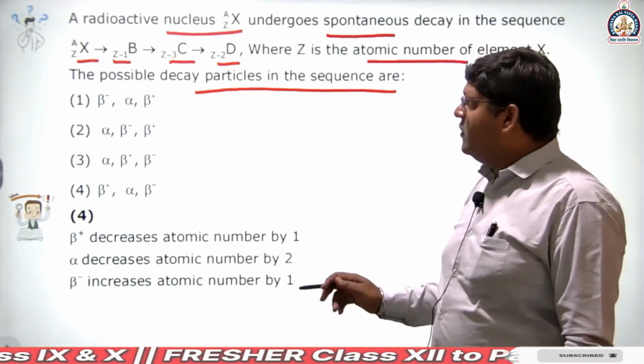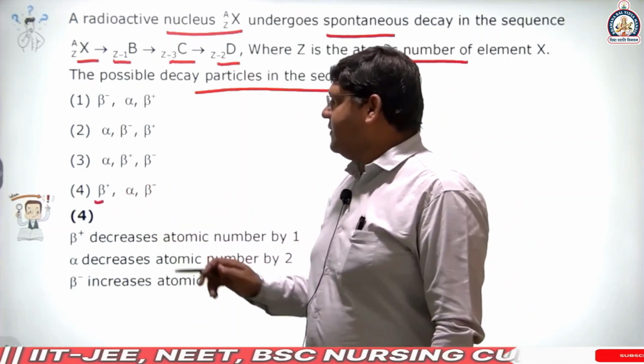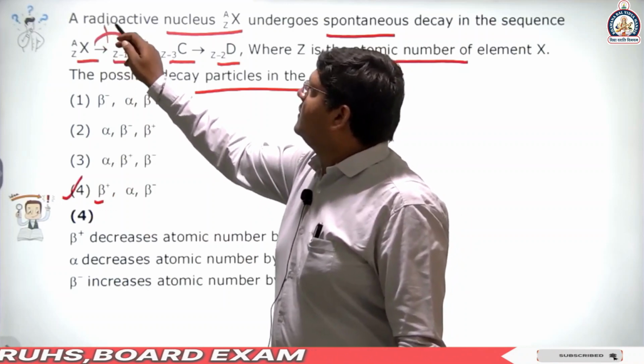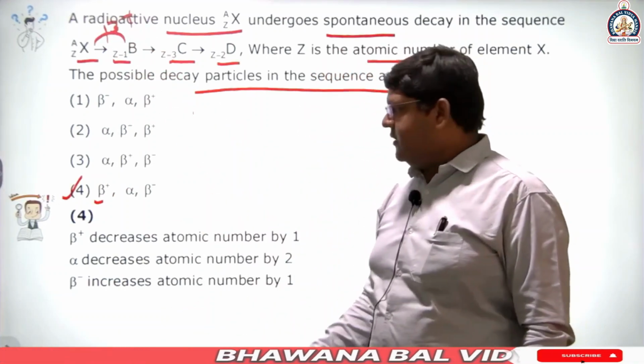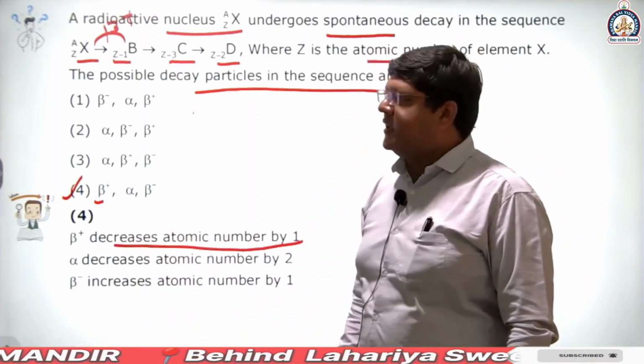The first decay is beta plus. This decay is nothing but beta plus because atomic number decreases by 1. When atomic number decreases by 1, it is beta plus decay.